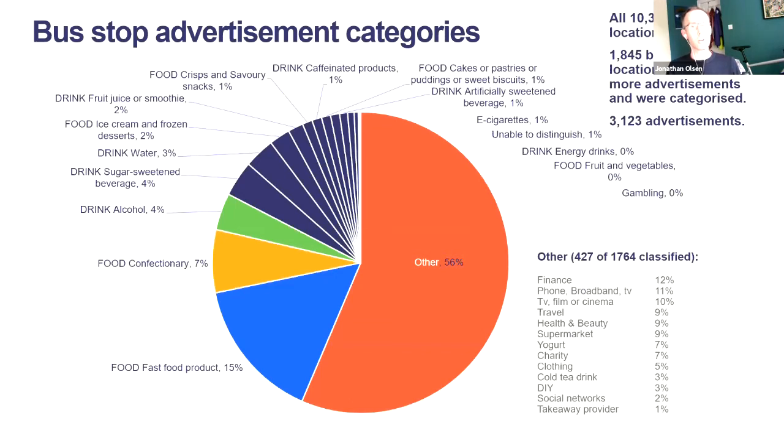Just to touch on what those other categories were, so you can understand what else was being advertised at bus stops: 12% were finance related, such as banks. 11% were phone, broadband, and TV providers, such as Sky and Virgin Media, for example. 10% were TV, film, or cinema, so the specific programs that were advertised, and 9% were travel.